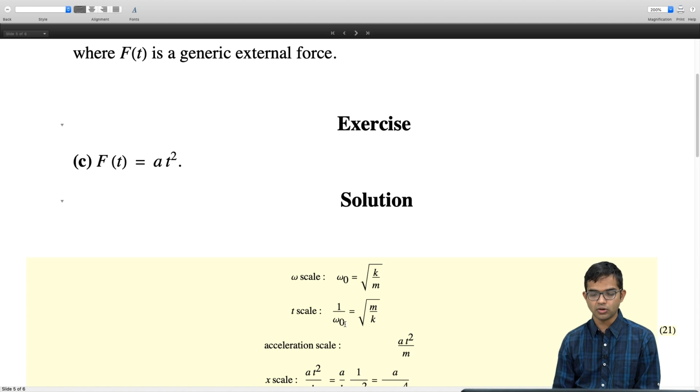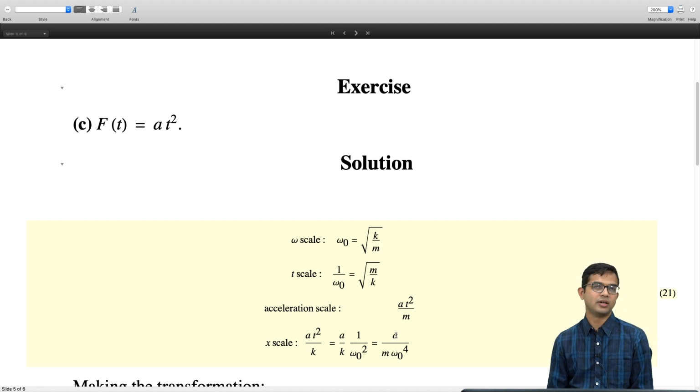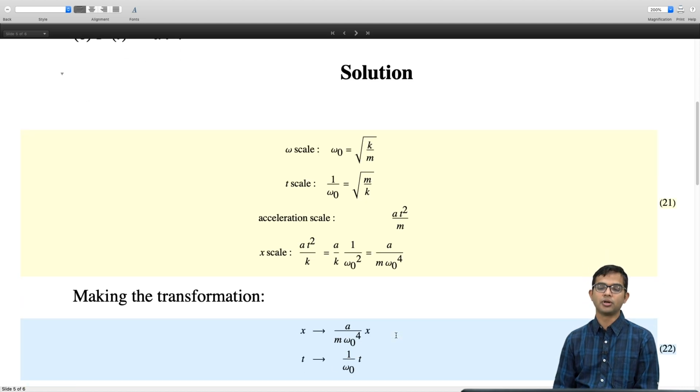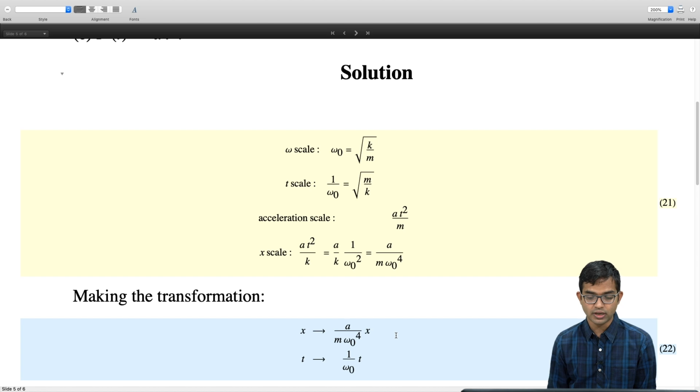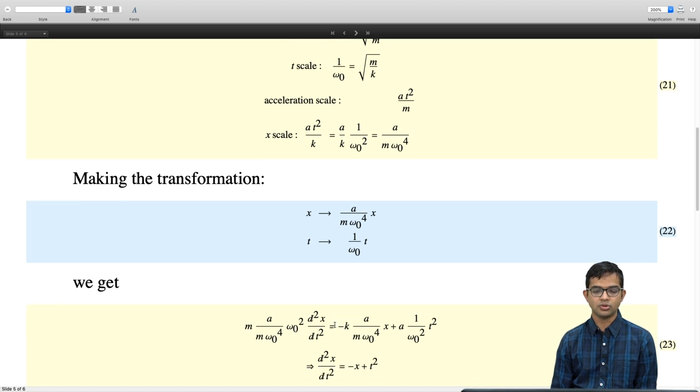Time squared I'm going to use as 1 over omega naught squared. The x scale is just force by k, which is a t squared by k times 1 over omega naught squared. So I will just write it as a by m omega naught to the 4, right? Earlier I had a by m omega naught cubed, now it has just become a by m omega naught to the 4, and now you see that if I make the transformation x going to a by m omega naught to the 4 times x, and t going to 1 over omega naught times t, I will get a string of cancellations on both sides. I urge you to verify this, right?